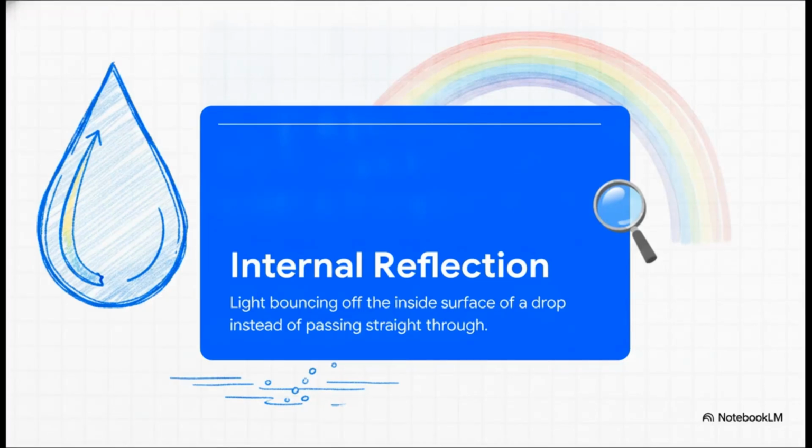Now, let's follow that newly separated colored light as it travels deeper inside our little raindrop, all the way to the back wall. This is where internal reflection kicks in. When the light hits the back of the water drop, it doesn't just pass straight through and out the other side. Instead, the inside surface at the back of the drop acts almost exactly like a mirror. The light bounces off that curved inside surface and heads right back toward the front of the raindrop.